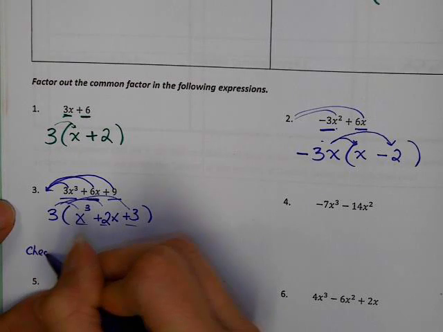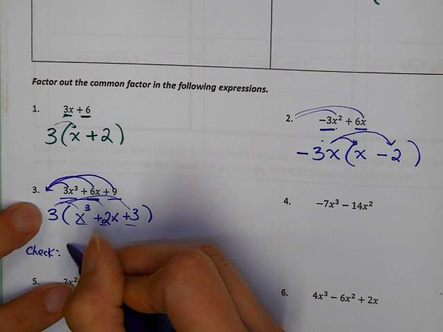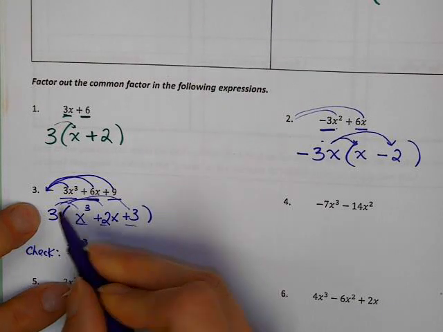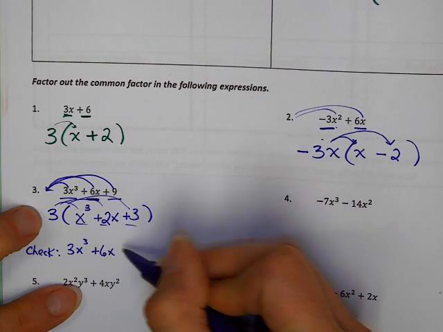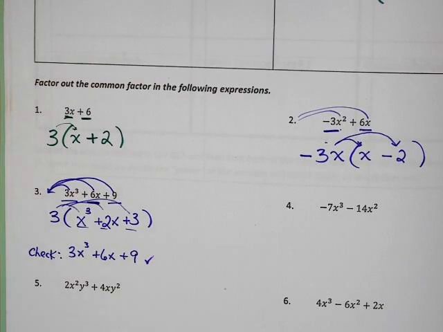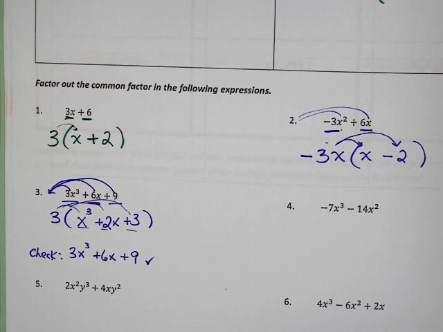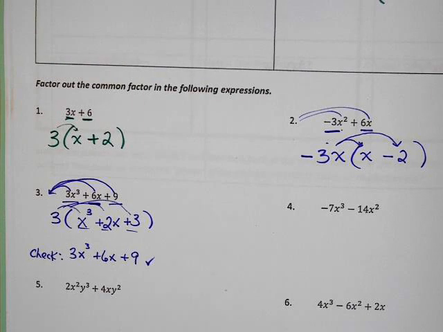Some people actually go like this. They say, I'm going to check. I'm going to give 3 times x cubed. I'm going to distribute 3 times 2x. And 3 times 3 makes 9. Perfect. It made the problem. Distributing and undistributing.